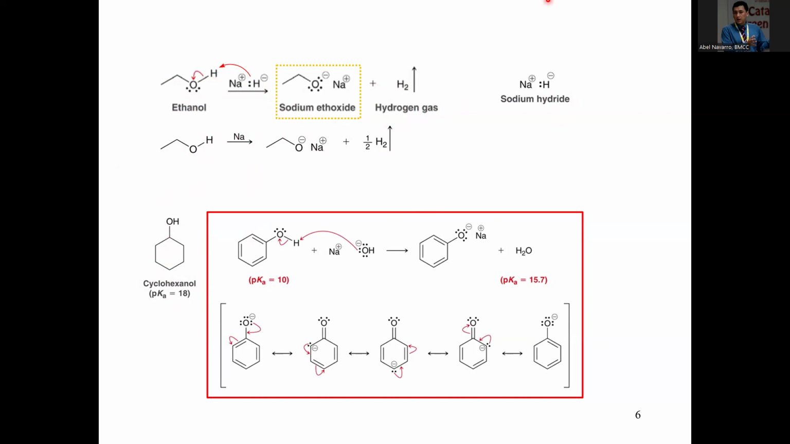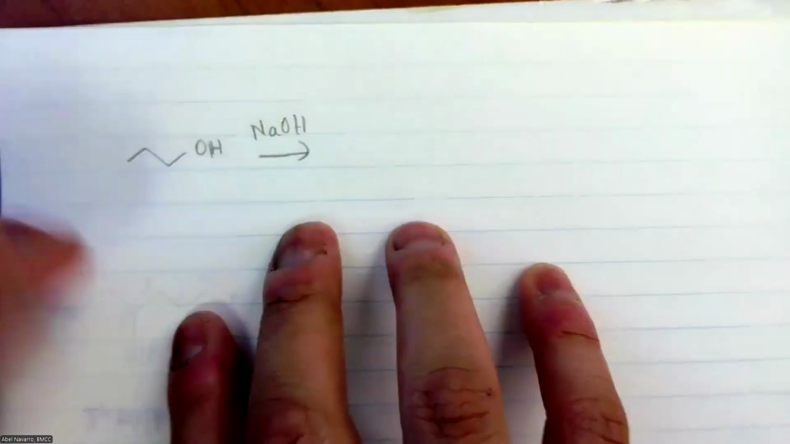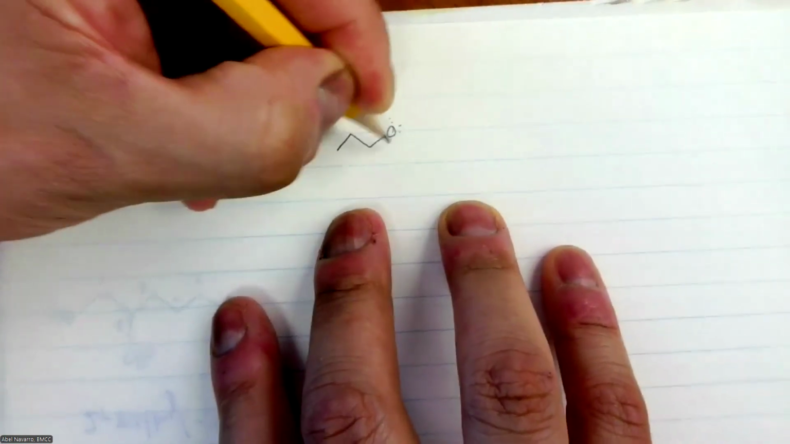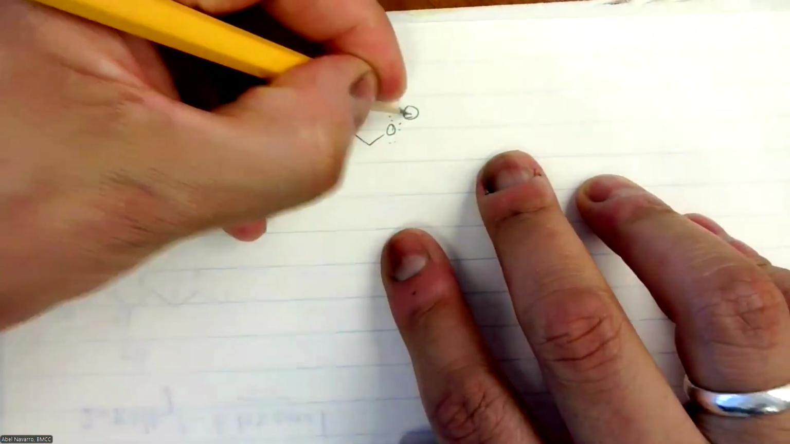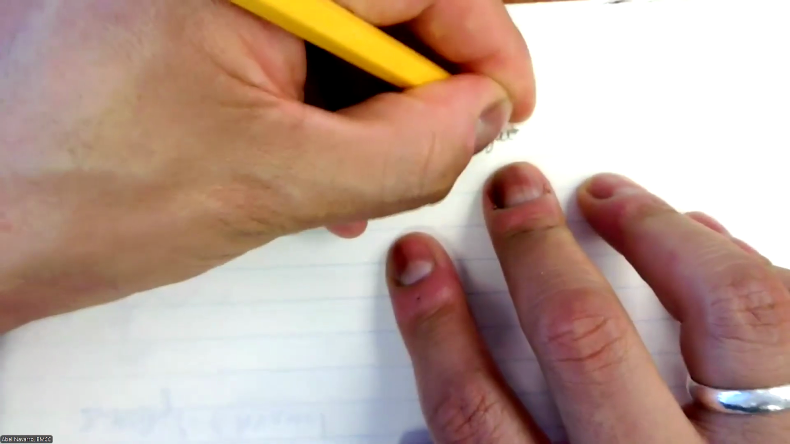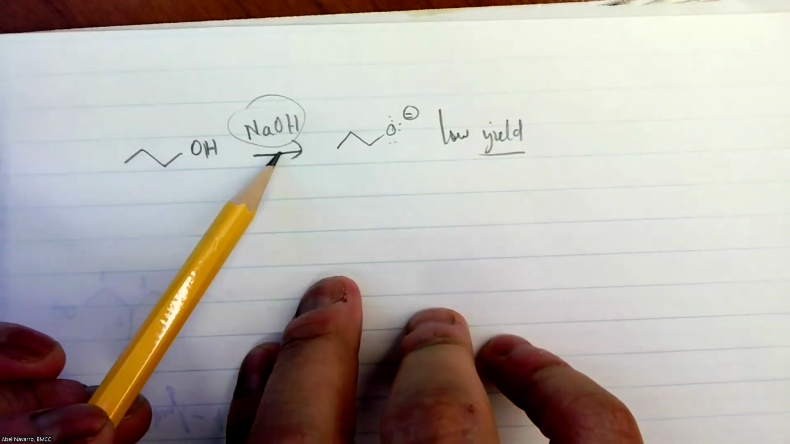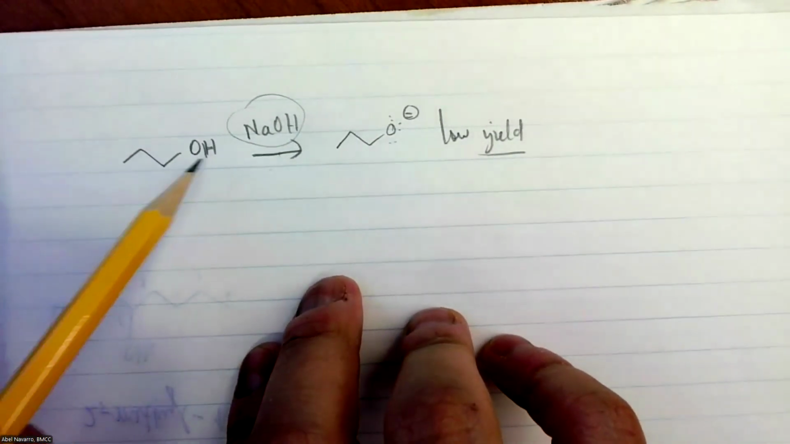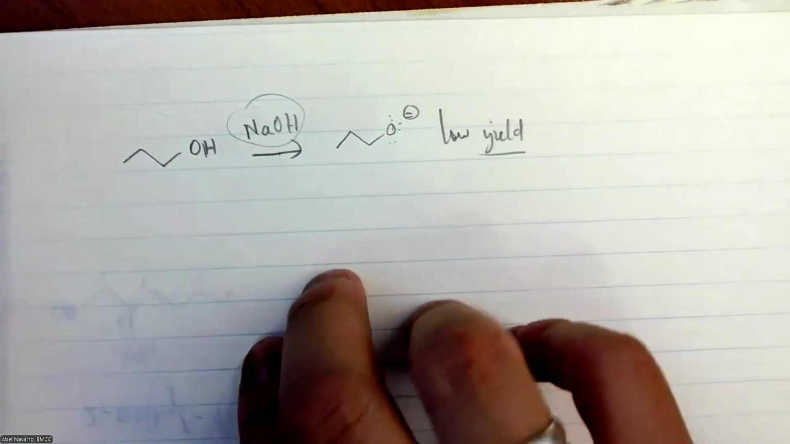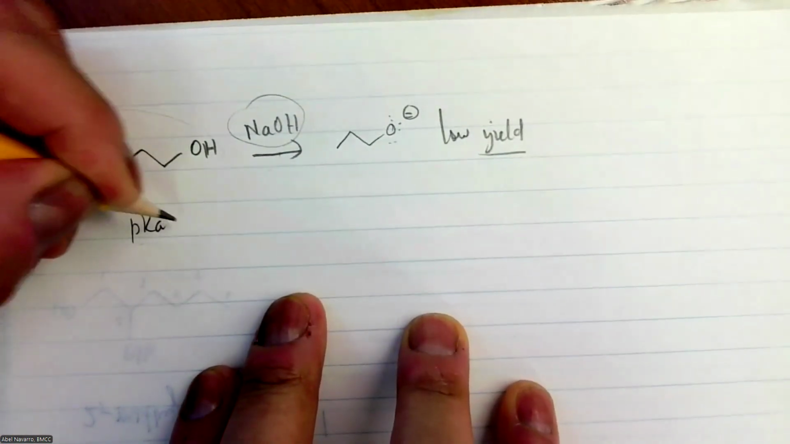Let me go over this because it's very important to understand. You say, Professor, why sodium hydride? Can I use sodium hydroxide? You can still get some deprotonation, but in very low yield. Why? Because sodium hydroxide is not strong enough to remove that hydrogen. The pKa of alcohol is about 16.